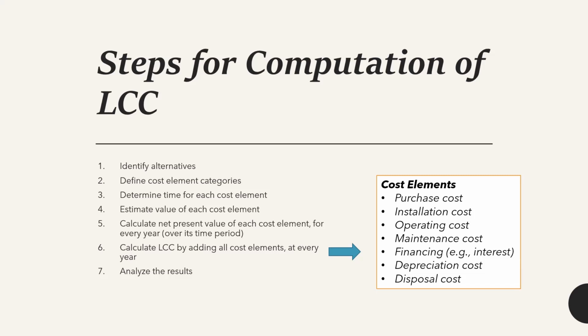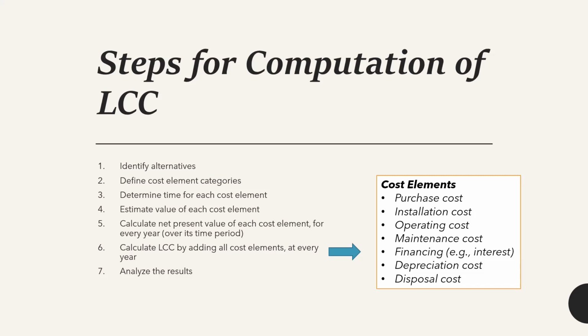So first of all, we identify the alternatives, then we define the cost elements for each and every alternative. Then we can determine the time for each cost element. Time for each cost element, in the sense that we should have a proper understanding of the present value of those cost elements. In order to estimate the present value, we need to know the time. Based on that only, we can estimate the value of each cost element. Here we are estimating the present value of each cost element.